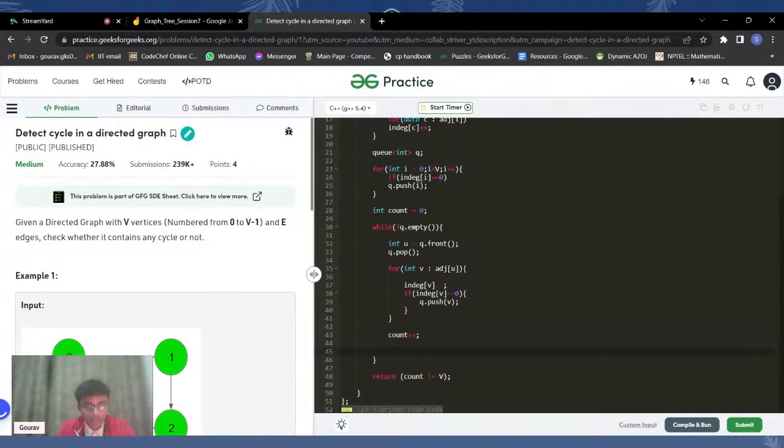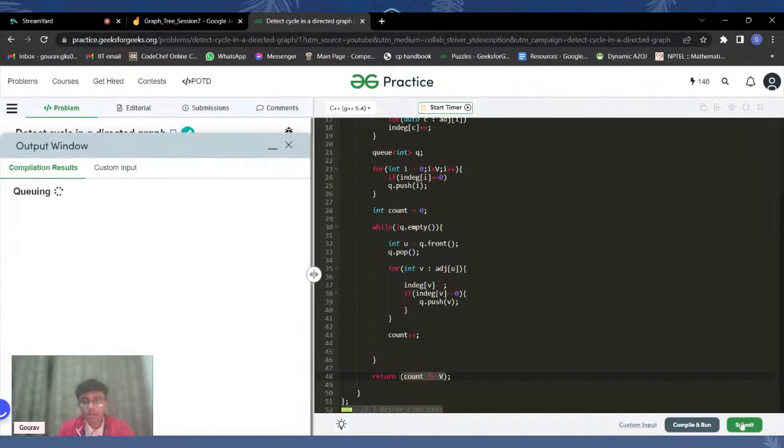And then finally, after this BFS is over, after this while loop gets over, we will check whether this count is equal to V or not. If it is not equal to V, it means that yes, there was a cycle, so this will return true. And if it was equal to V, then this should return false. It means that there was no cycle, because Kahn's algorithm is only valid for those graphs which are not cyclic, which are acyclic in nature.